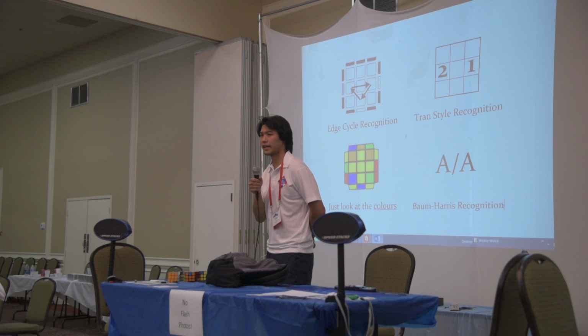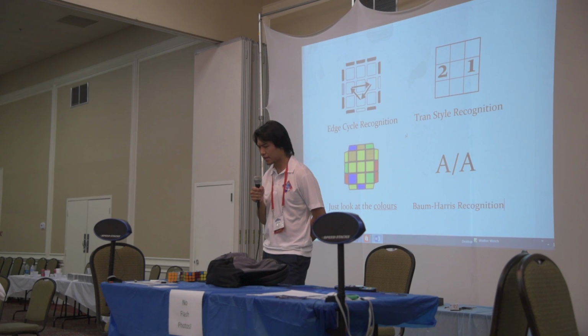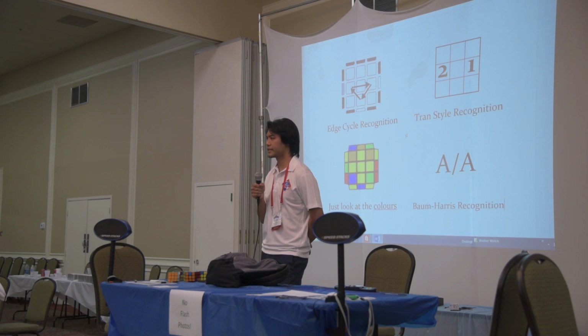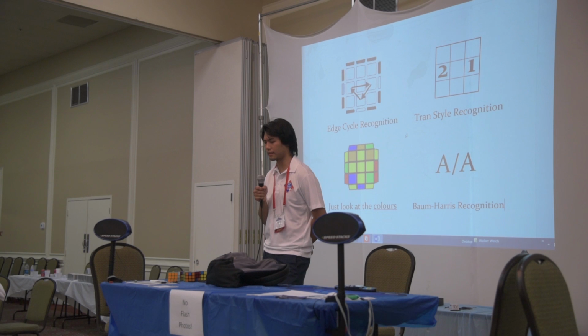So, edge cycle recognition. For beginners, it's bad because you have to line up the corner to see the edge cycle easily. It's not obvious sometimes where the edges are going.